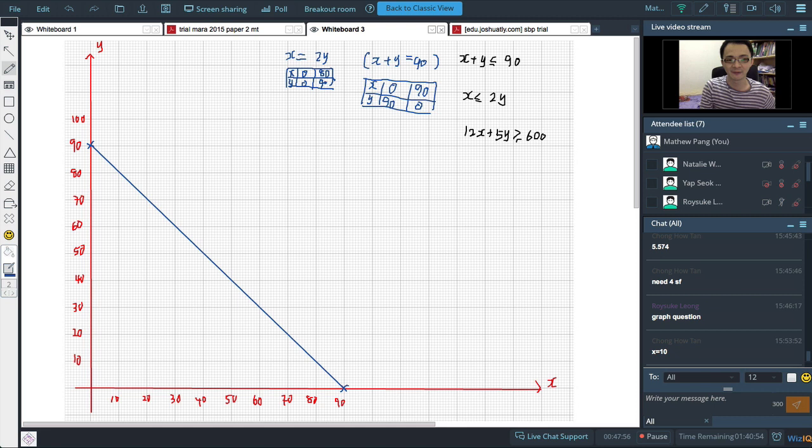So (0, 0) is somewhere here. When x is 80, y will be 40, somewhere here. Alright, then I will sketch it. Is it correct? When x is 80, y is 40. Yeah, correct.